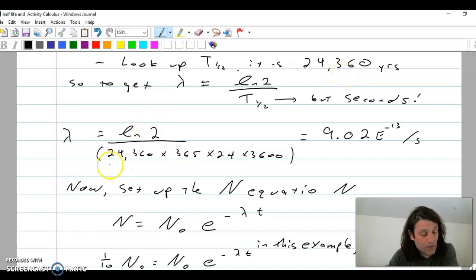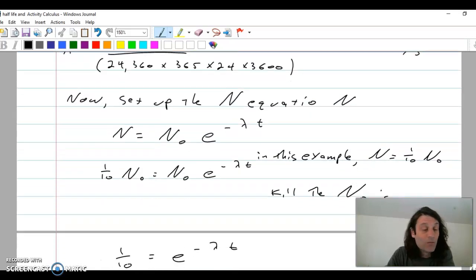Take the natural log of 2 divided by 24,360 times the number of days, times the number of hours, times the number of seconds. That happens to be this number. So that's the decay constant, 9.02 times 10 to the negative 13th per second. That is not the activity. That is the decay constant that you could use to calculate the activity based on the amount of molecules, or I should say nuclei, of that isotope that you have.